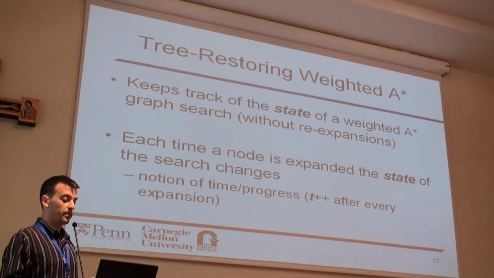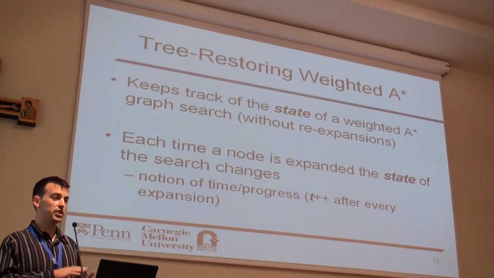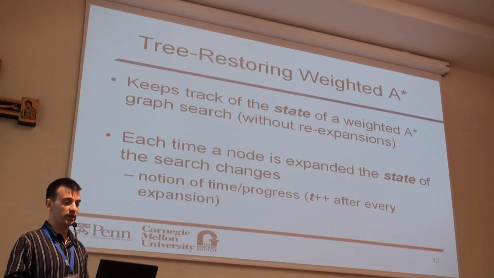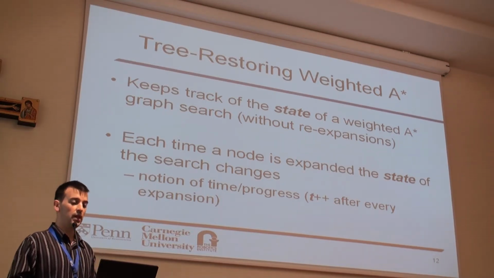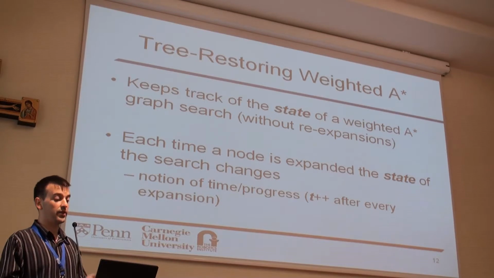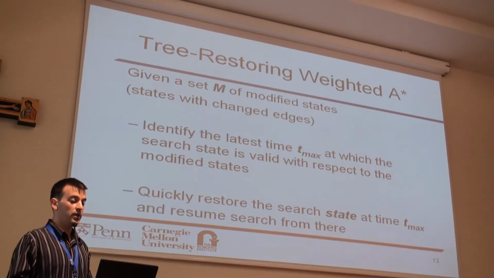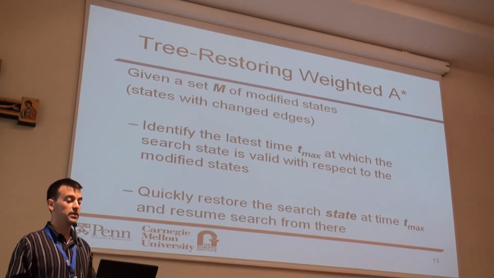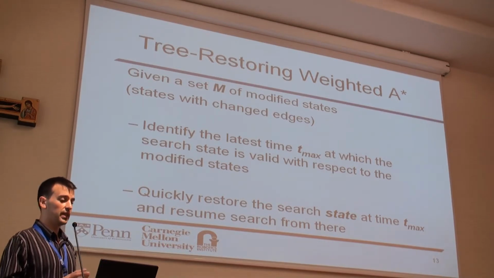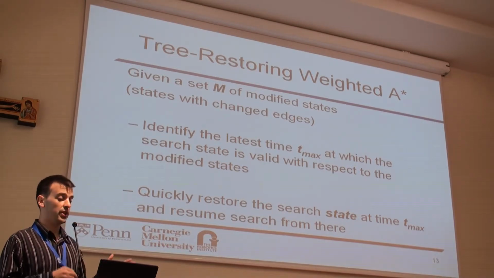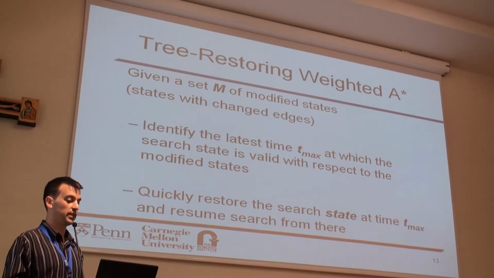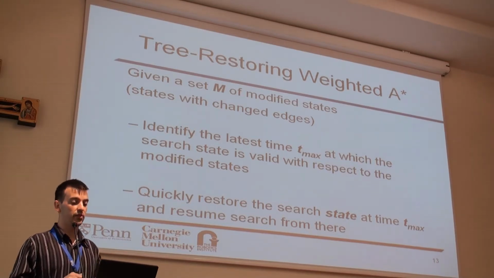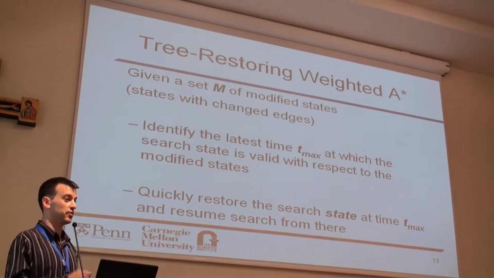And each time we expand a node, the state of the search changes, which gives us a nice notion of time and progress of the algorithm. So we're going to keep track of a discrete time variable, t, that we're going to increment after every expansion. Then, given a set of modified states, we want to identify the latest time Tmax at which our search tree was still valid with respect to the modified states, and be able to very quickly restore the search state at time Tmax and just resume the search from there.